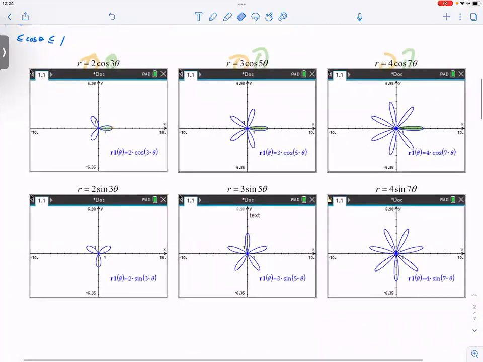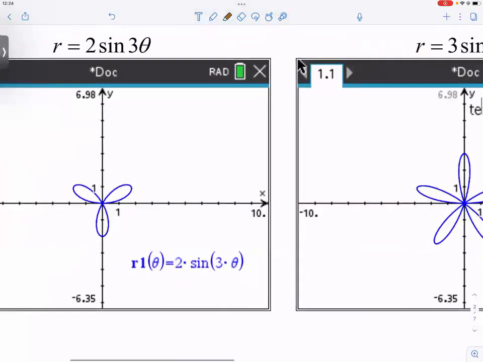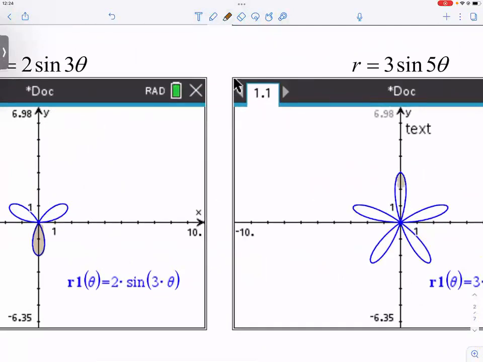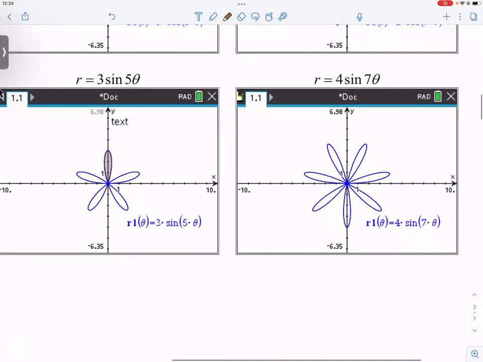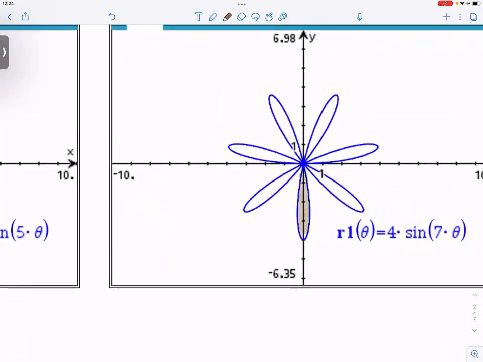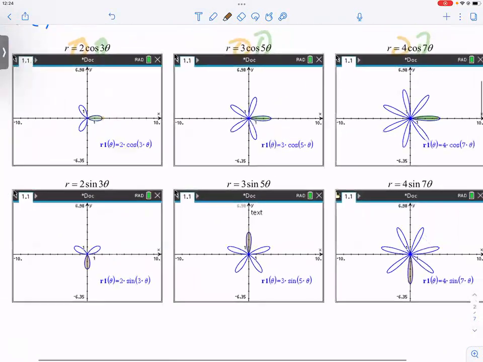And then for the bottom 3 graphs, the sine functions, what's consistent among these 3 graphs at the bottom? One of the petals would be on the y-axis, right? So one of the petals would be on the y-axis. And now it brings us to a very intriguing question, and that is, how do we know if the petal is going to be on the positive y or negative y-axis?